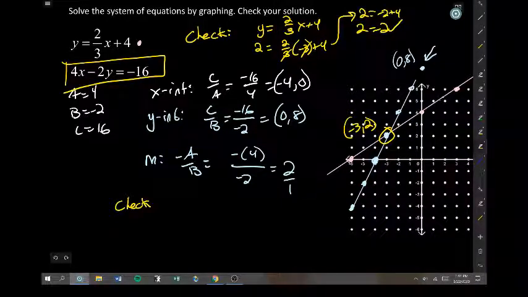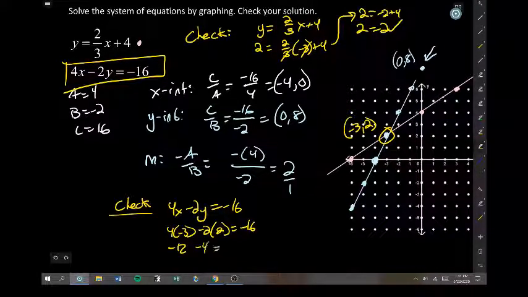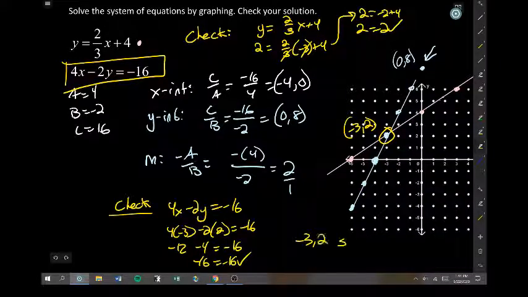I'll have you structure your work a bit better than this. I'm trying to display things, so I'm just trying to show everything, but I want yours to be organized quite a bit better. I'm going to plug -3 in for x and 2 for y, and I get -12 minus 4, which actually does equal -16, so it checks. The point -3, 2 solves the system.